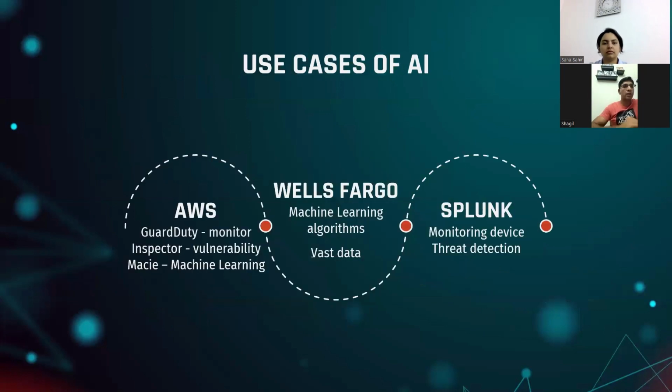Now we will move to the next section. Here we'll talk about the use cases. The first part, I just want to mention how Amazon AWS is using AI-powered services. One of the services AWS uses is GuardDuty, which monitors data integrity by analyzing the large amount of data coming from CloudTrail and the DNS logs.